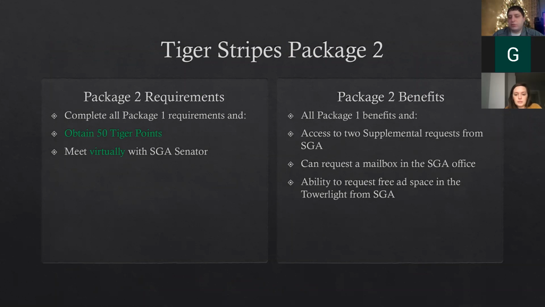Assuming you do those 2 things, you'll get access to the things on the right-hand side, which is 2 supplemental requests from SGA. You can request a mailbox in the SGA office for your organization, and the ability to request free ad space in the Tower Light from SGA when it's available.